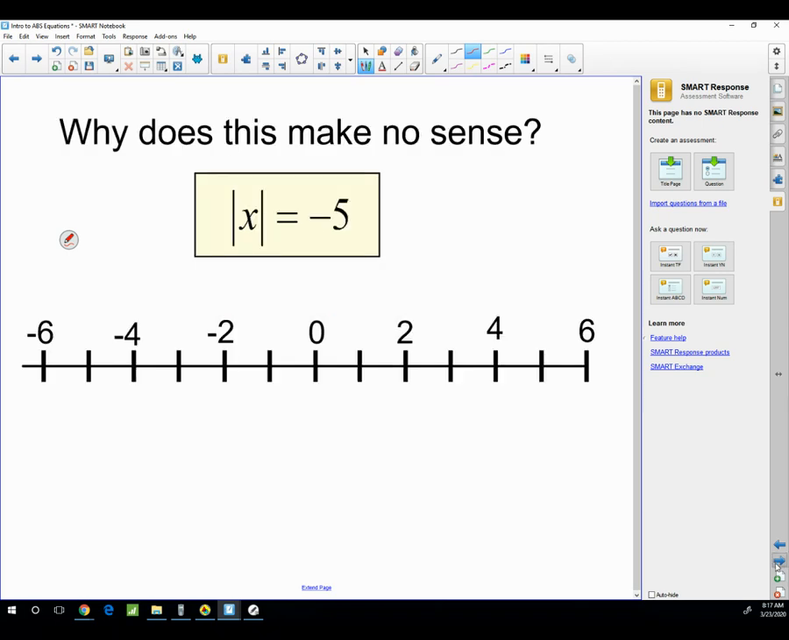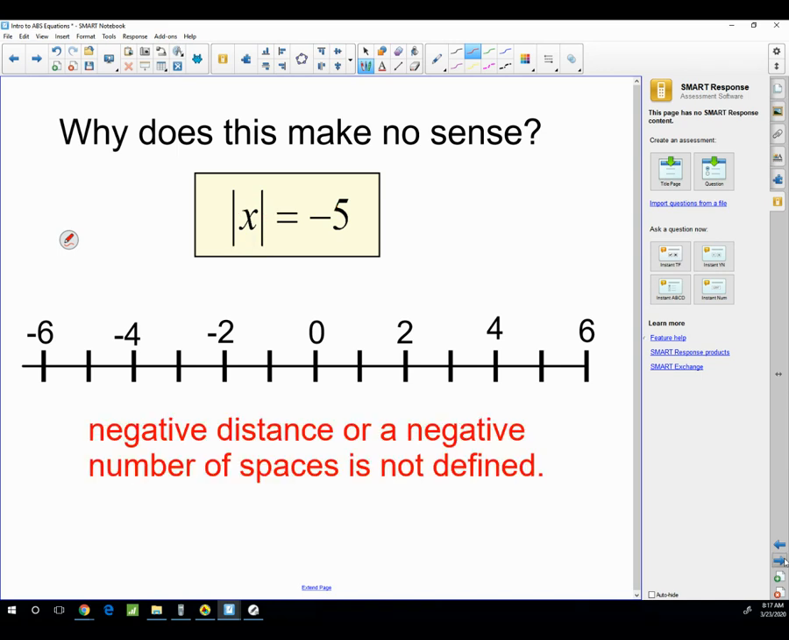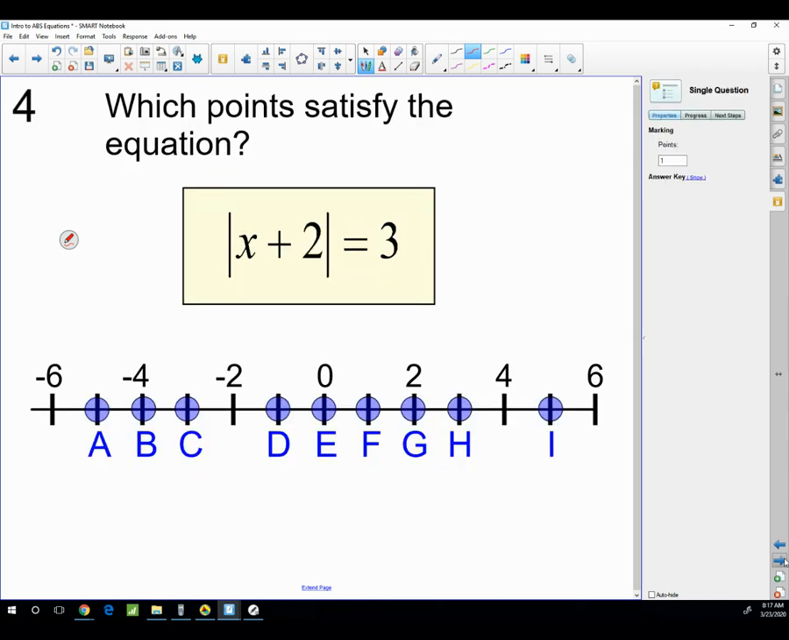So which means that doesn't make any sense. Why doesn't that make any sense? Because we're saying, what numbers are -5 spaces from 0 on a number line? That doesn't make any sense. So anytime you have a negative number on the other side, it doesn't make sense. It's not defined, and that will come up. Okay, negative distance is not defined.